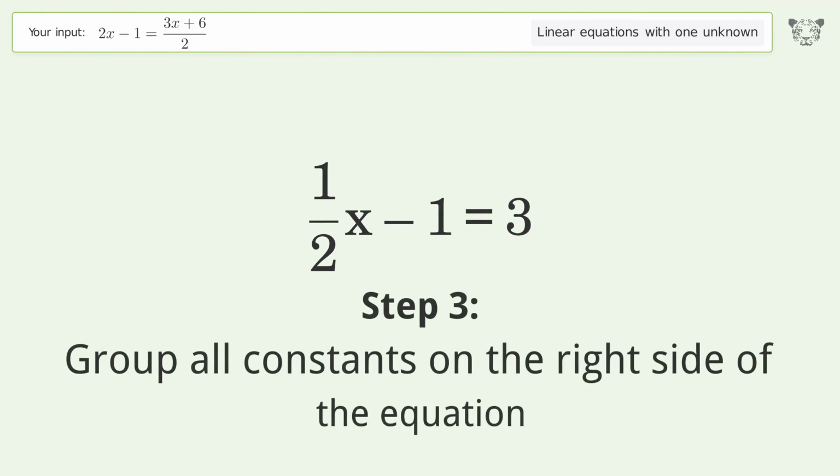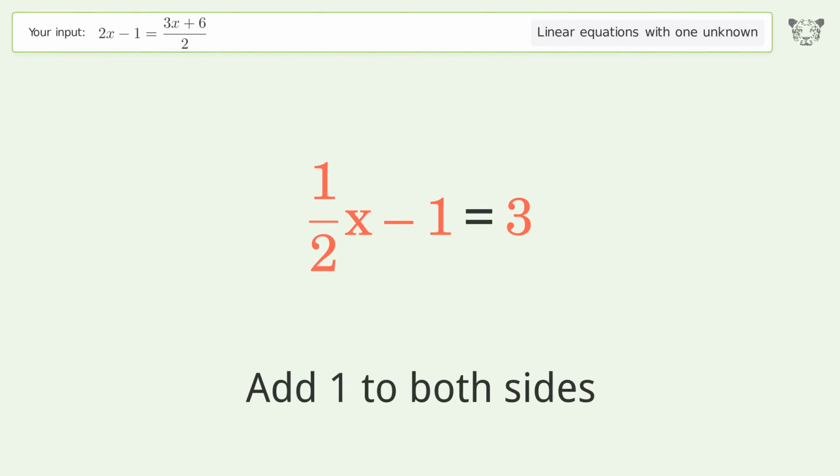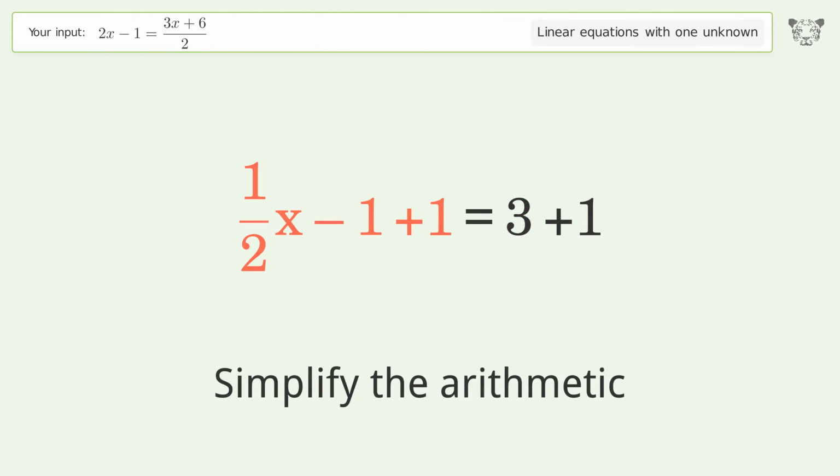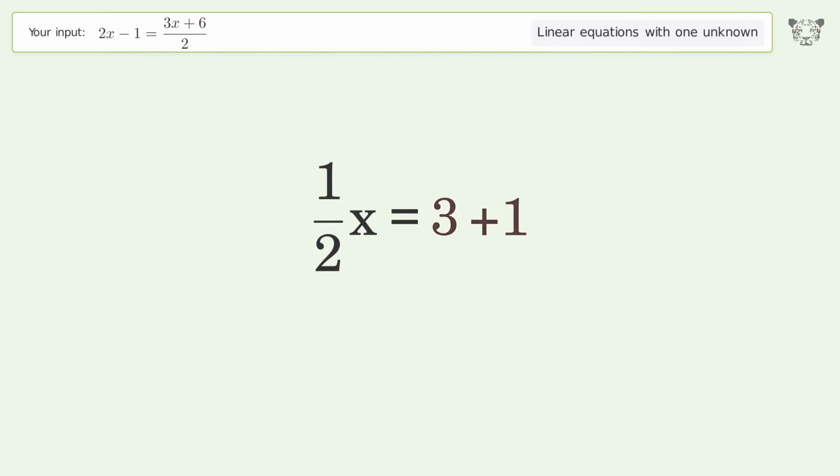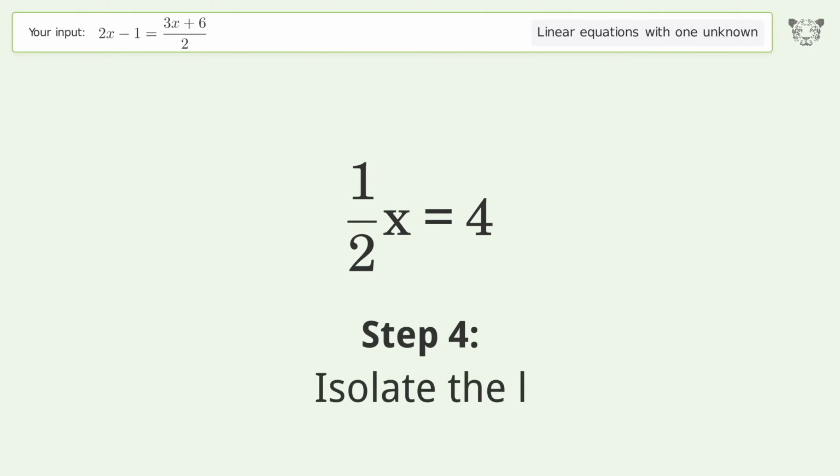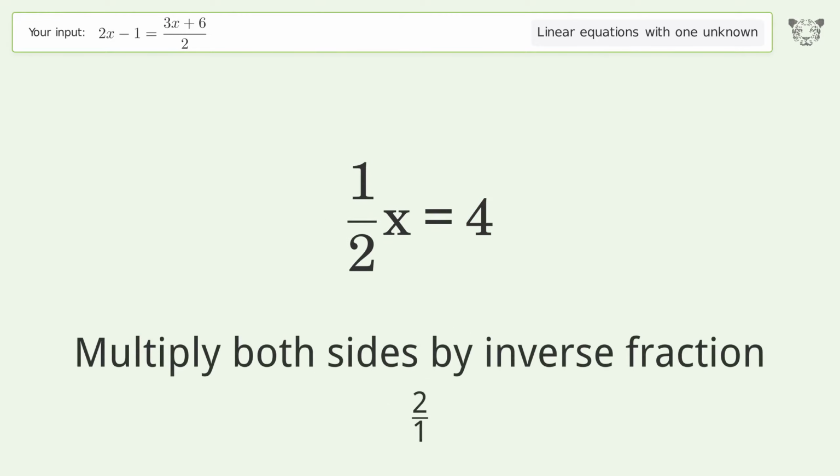Group all constants on the right side of the equation. Add 1 to both sides. Simplify the arithmetic. Isolate the x. Multiply both sides by the inverse fraction 2 over 1.